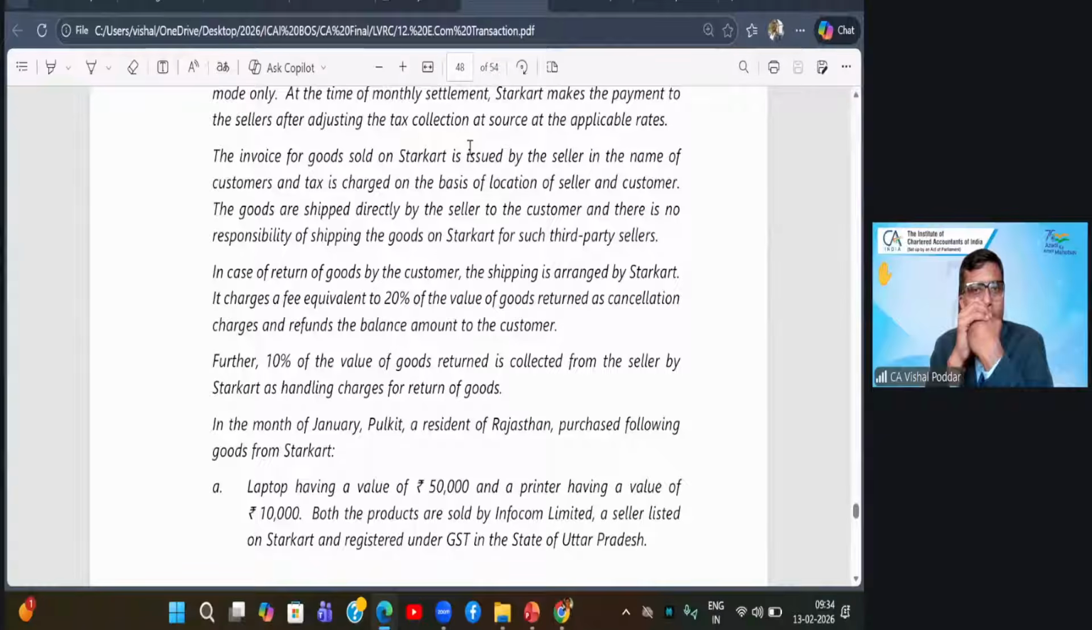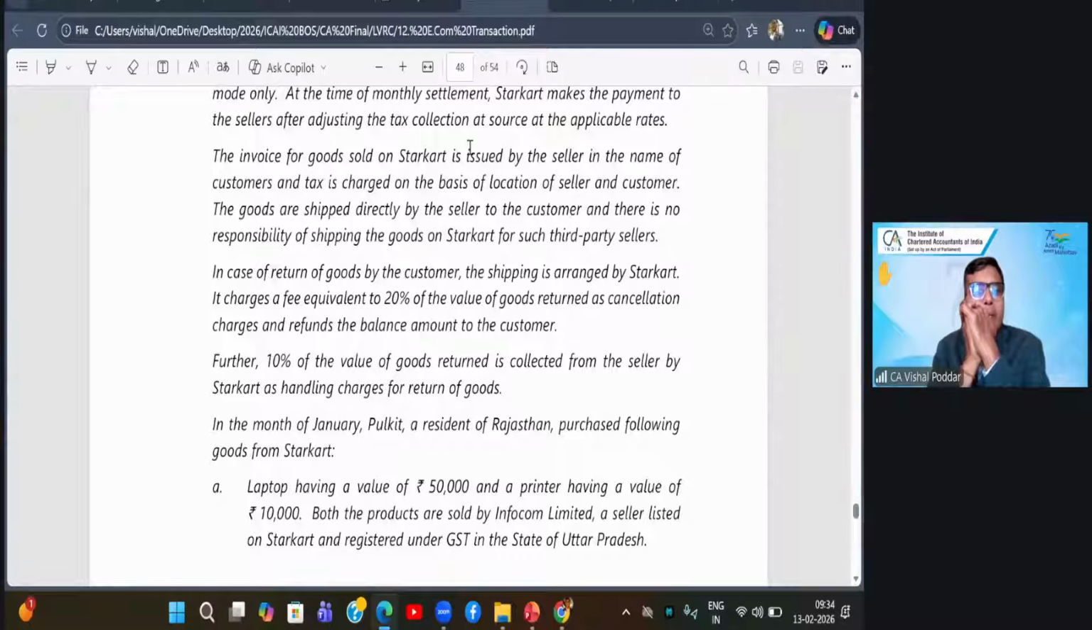Goods are shipped directly by the seller to the customer and there is no responsibility of shipping the goods on StarCart for such third-party sellers. In case of return of goods by the customer, shipping is arranged by StarCart. It charges a fee equivalent to 20% of the value of goods returned as cancellation charges and refunds the balance amount to the customer. Further, 10% of the value of goods returned is collected from the seller by StarCart as handling charges for return of goods.